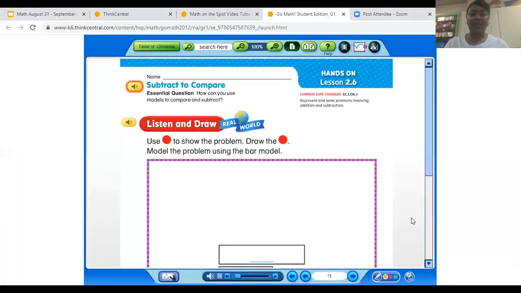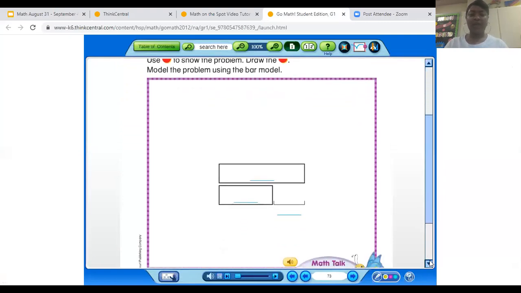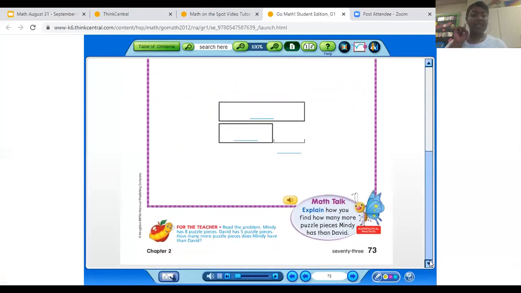All right, we're on page 73. This is lesson 2.6. So we are going to listen and draw. Mindy has 8 puzzle pieces. David has 5 puzzle pieces. How many more puzzle pieces does Mindy have than David?